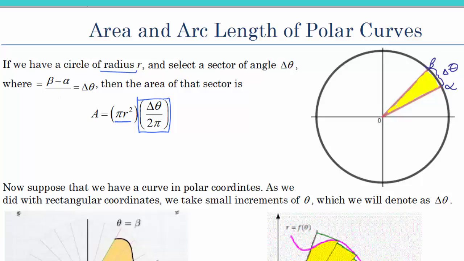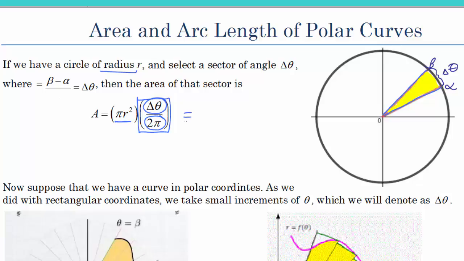Just like if that sector right here represented an eighth of the circle, you would take the area of the circle and divide by 8. Well, how do you know it's an eighth or a part? This is the part of the angle divided by the whole angle of the circle, which would be 2 pi.